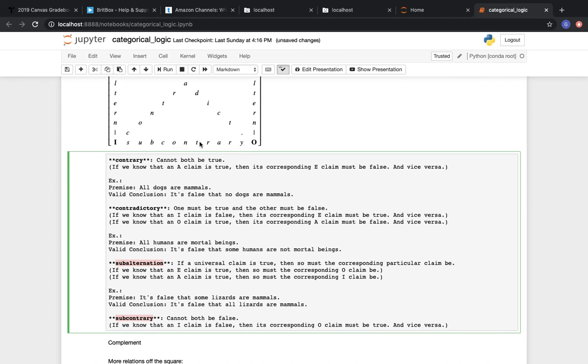And for subcontraries down here at the bottom of the square, it's just the reverse. Here we have to know that one of them is false in order to use the rule. If we know that an I claim is false, then the corresponding O claim has to be true. And if we know that the O claim is false, then the corresponding I claim has to be true. But if we know that one of these, the I or the O, is true, nothing follows about the status of the other. Because in the case of subcontraries, they both can be true.